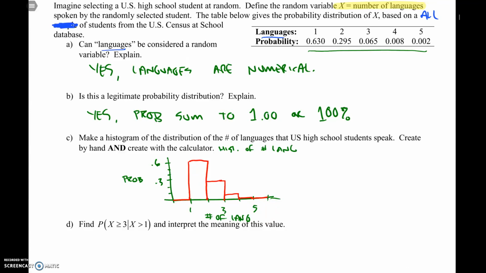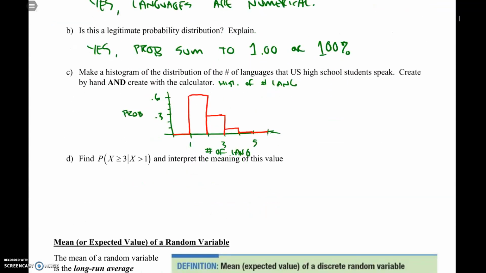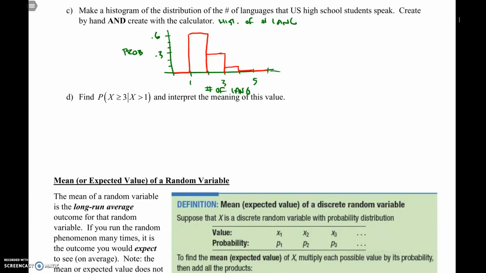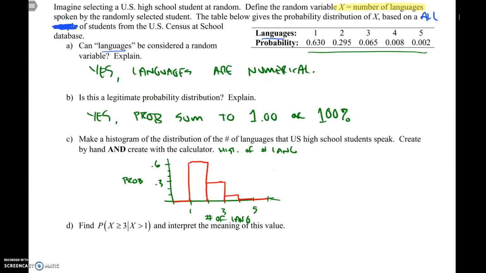It's a little bit different than what we've done before, because before we'd always count the number of data points in a data set. This is just giving us the probability, so we just plot the probability. Find the probability that x is greater than or equal to 3 given that x is greater than 1. Interpret the meaning of this value.